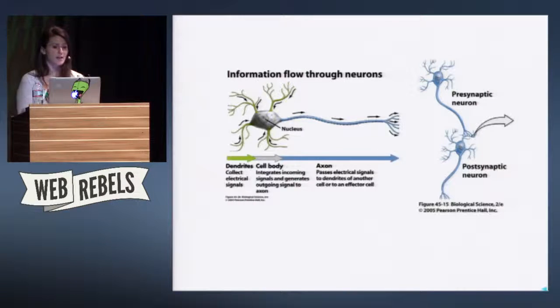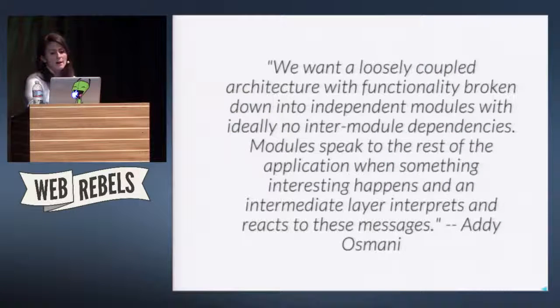But first, I just want to make sense of all of these goals and all of these different strategies that we're trying to accomplish with our application architecture. Addy Osmani wrote a short paper on application architecture for large-scale JavaScript applications, and the way he very elegantly described all of these goals and structures was that we want a loosely coupled architecture with functionality broken down into independent modules with ideally no intermodule dependencies.